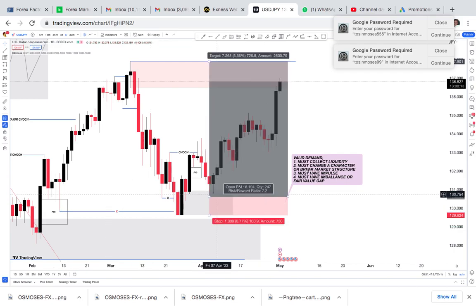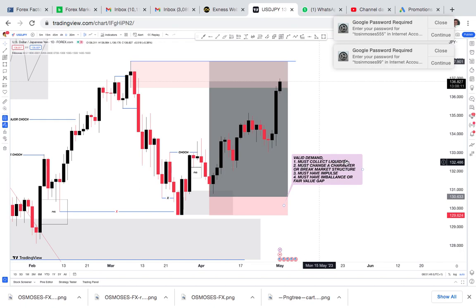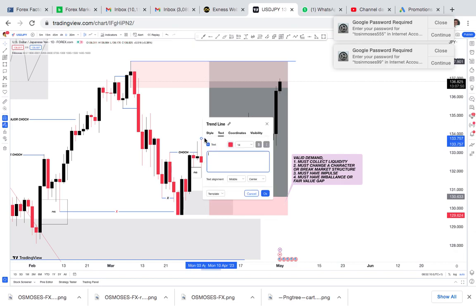So, must collect liquidity. Liquidity was collected here. Must change character or break market structure. We have a change of character and we have a break of market structure here. Okay. So I can have this as BMS buy.